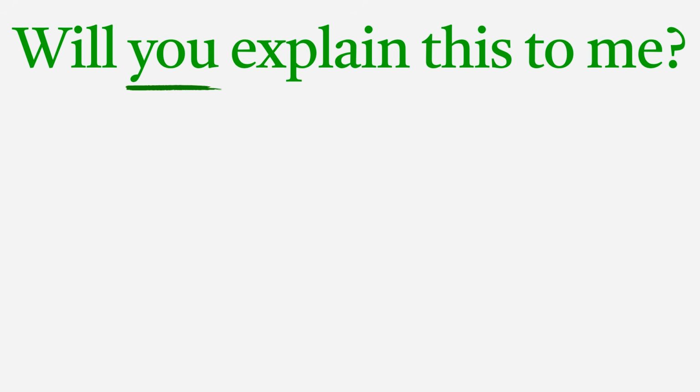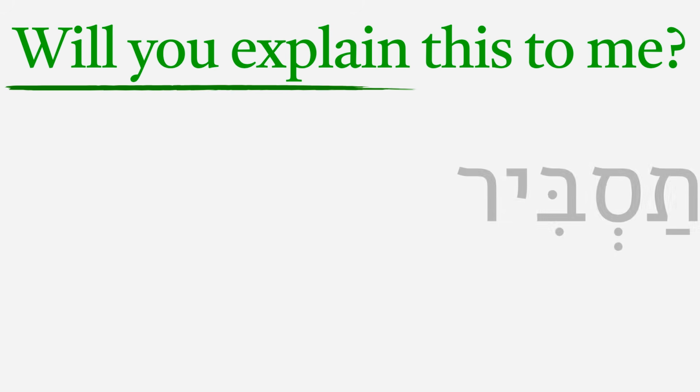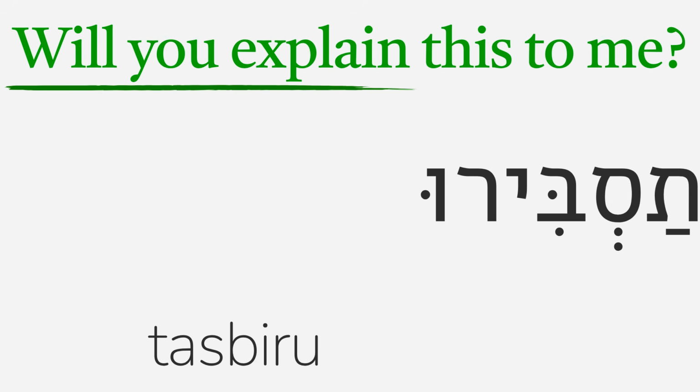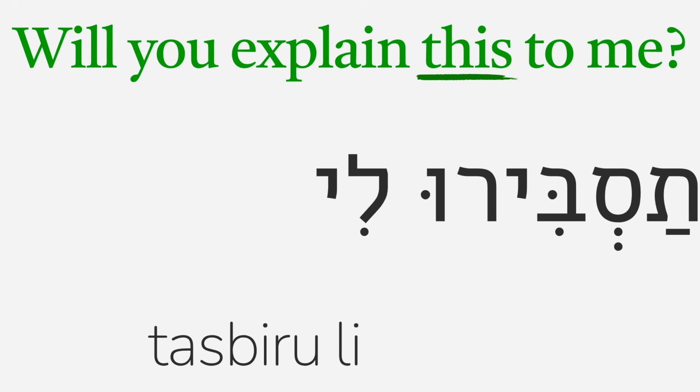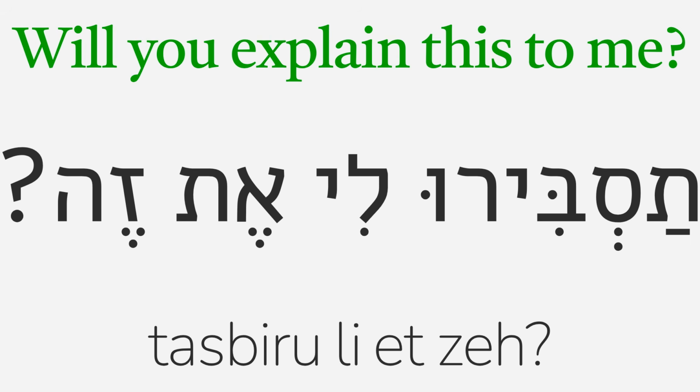To make the atem, you masculine plural, form of the future tense, we take the ata, you masculine singular form, tasbir, with the taf prefix, and add u. Tasbiru, you will explain. To me is li, and this, as the definite direct object of the verb, is et ze. Tasbiru li et ze? Will you explain this to me? Tasbiru li et ze? Let's give the command, listen to this, to a man.